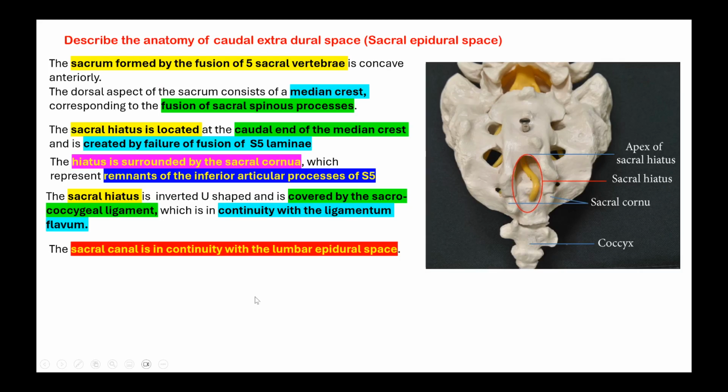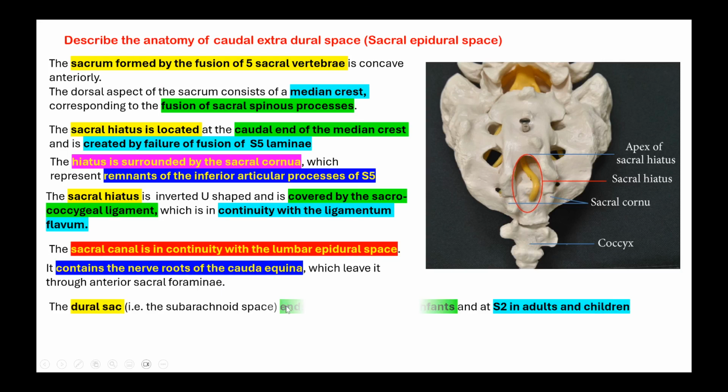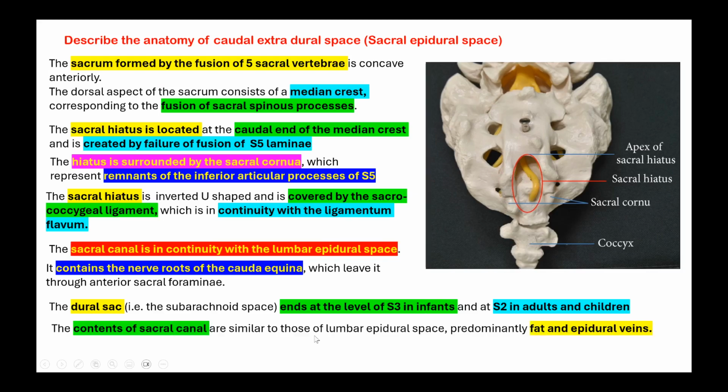It is in continuity with the lumbar epidural space and contains the nerve roots of the cauda equina. The dural sac ends at the level of S3 in infants and S2 in adults, so it is higher in adults. So when you use a caudal block for children, you should not insert the needle too deep. Then you may puncture the dura, and the drug that you inject may become a subarachnoid injection and may cause a total spinal. So we have to be very careful in children not to insert the needle too deep into the space.